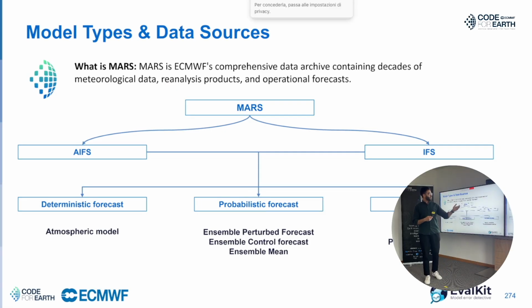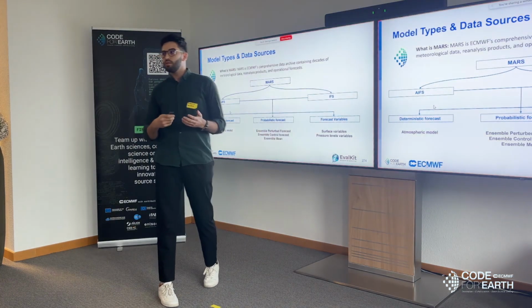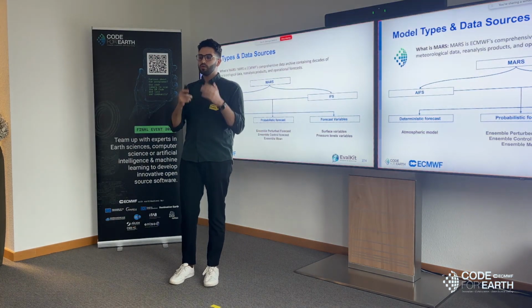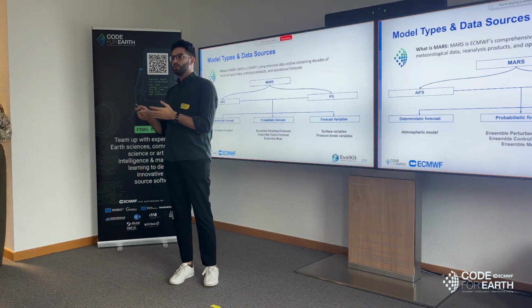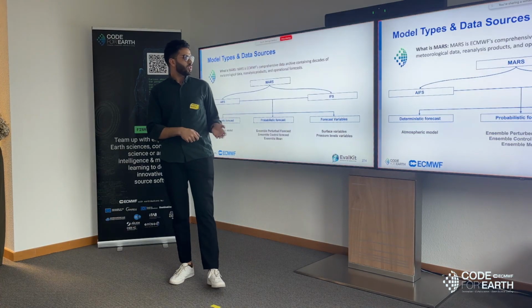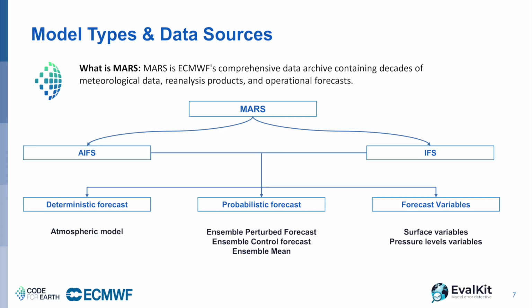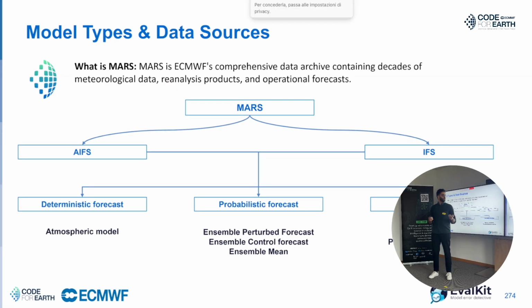So we mainly worked with two types of forecast. The first one is the deterministic forecast, where we have a forecast for a given initial condition. And the probabilistic forecast is mainly based on the ensemble model, where we have multiple initial conditions, which gives us a range of forecasts. So we try to do some analysis for this type.